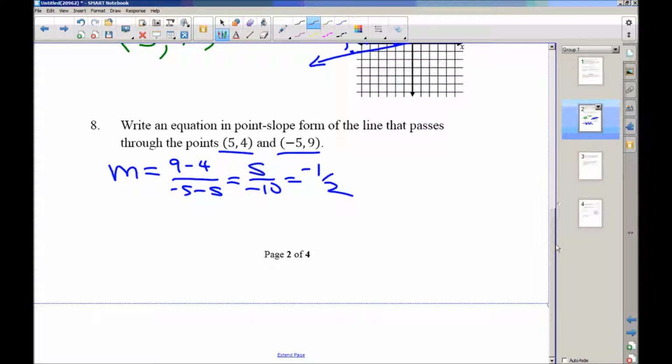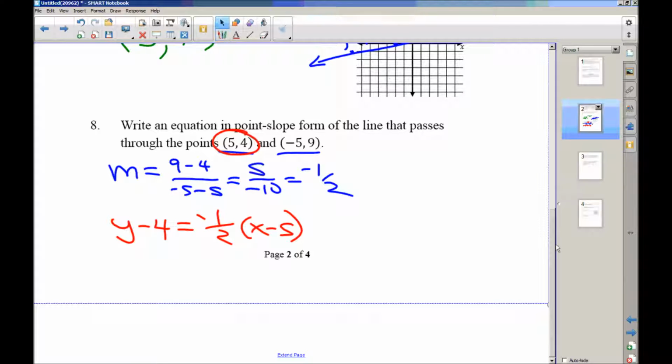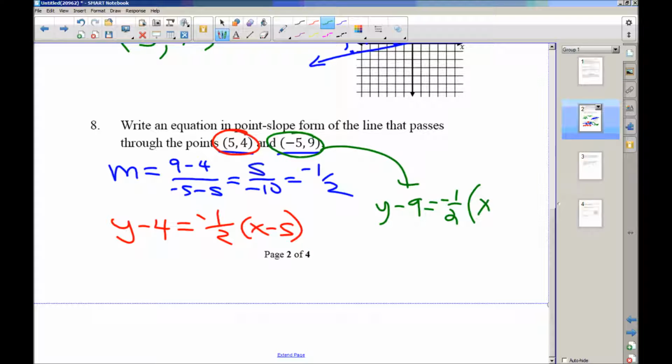Okay, and then I plug into my slope equation. There's 2 ways you could do it. I'll do it with this point first. So this will be y minus the y coordinate, which is 4, equals negative 1/2, and x minus the x coordinate, which is 5. Or we could use this one and write the answer differently. So we could say y minus the y coordinate, which is 9, equals negative 1/2, and then x minus the x coordinate, but that's a negative, so we'll just write this as x plus 5 instead of minus a negative. Okay, that concludes number 8, and on to page 3.